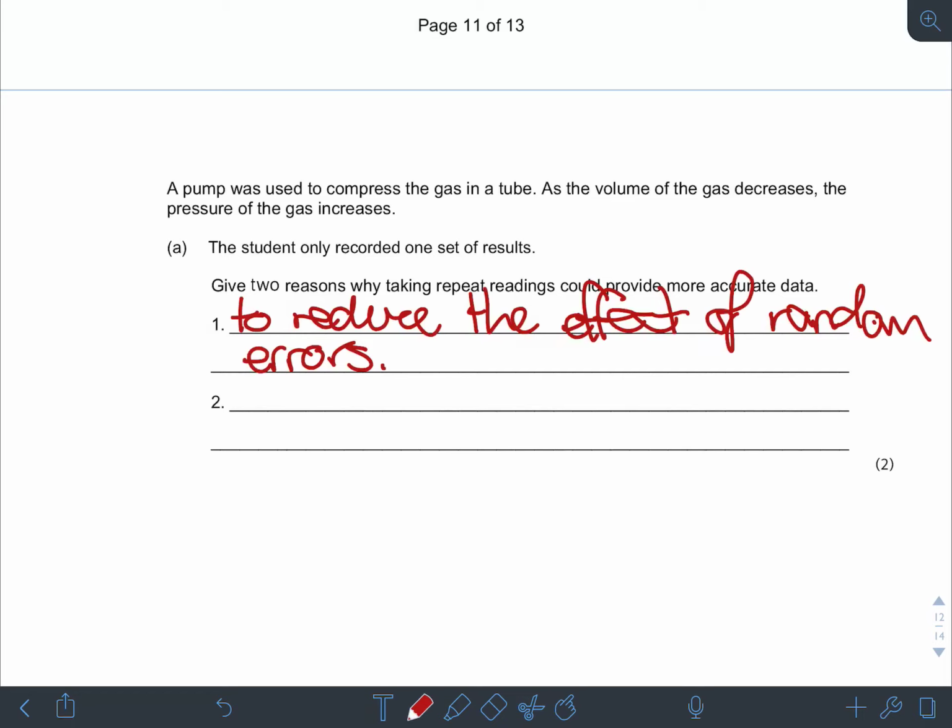Some of you are still not writing this down. I've said it 1,000 times. Please remember that. Why do you take repeat readings? To reduce the effect of random errors.